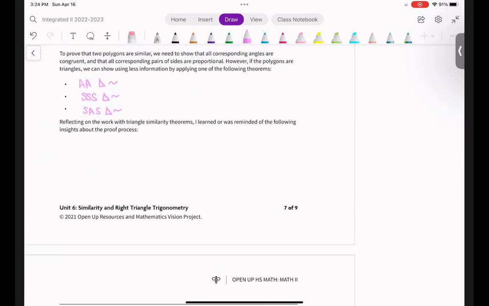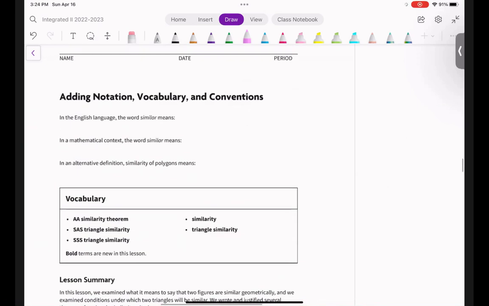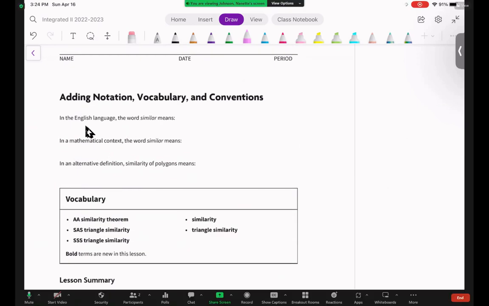It says, reflecting on the work with triangle similarity theorems, I learned or was reminded of the following insights about the proof process. So just remember that proofs based on transformations often require nothing other than what is desired to be proved is impossible, since it would contradict some of the given information. So when you're looking at these things, just keep that in mind.